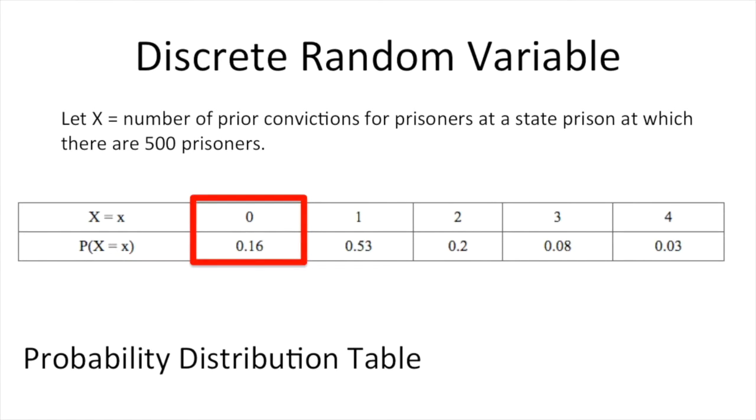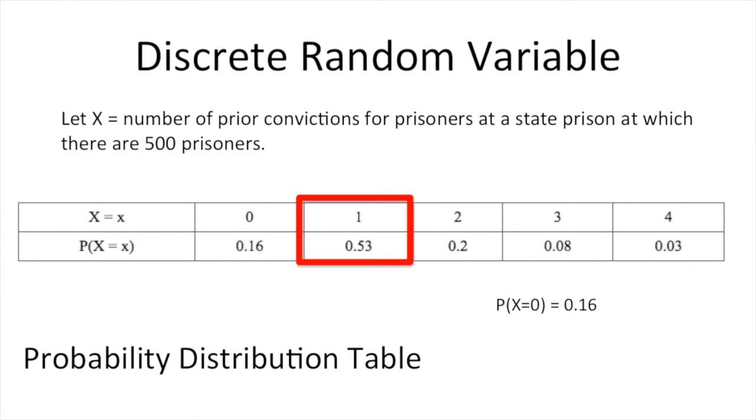To read this, if we look at this column, we can see that the proportion in this sample that had 0 convictions is 0.16. In other words, 16% of individuals in this sample had 0 convictions. We could write this as P of X equals 0 equals 0.16. In the next column, we see that the proportion of individuals in this sample that had 1 prior conviction is 0.53, or 53%. We could write this as P of X equals 1 equals 0.53.